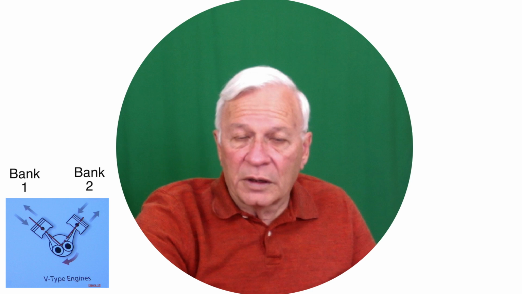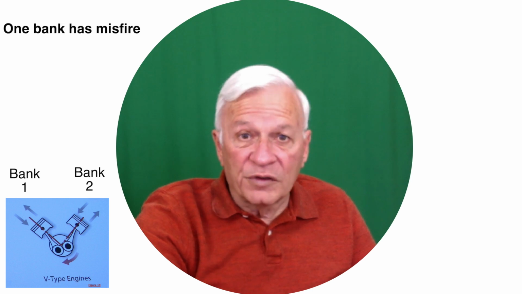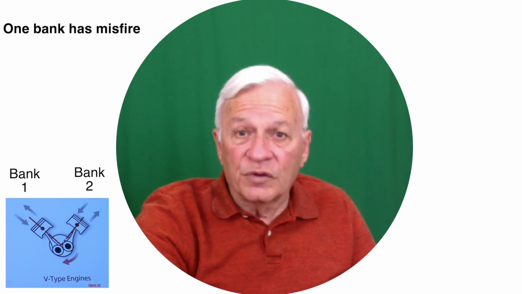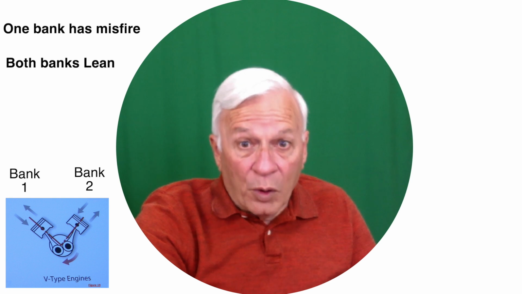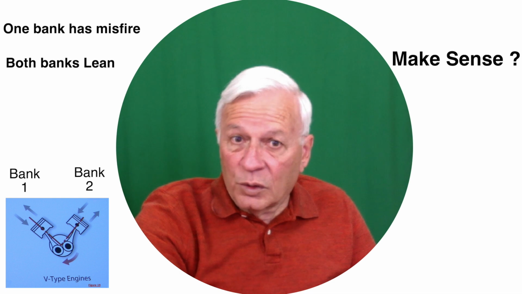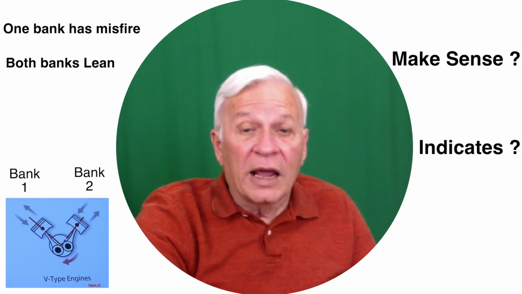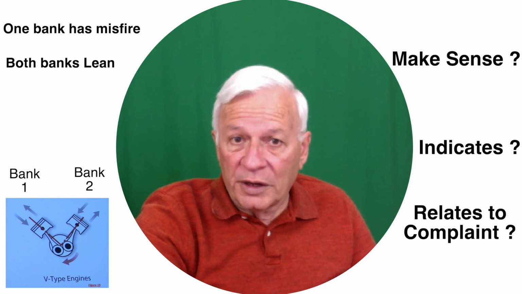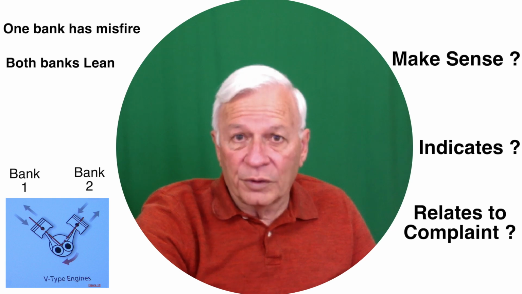Now use your critical thinking here. You'll notice that this is a V-style engine, and that means there are 2 banks. However, only one bank has a misfire, the bank for cylinders 4, 5, and 6. But both banks are lean. Now, does that make sense? What does it indicate? And how does it relate to the complaint? Well, let's look a little bit further.